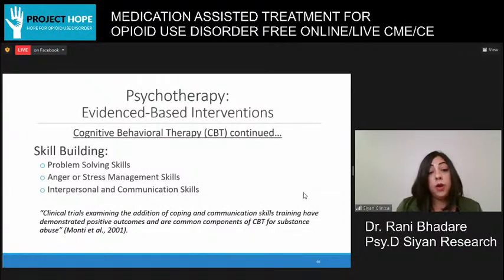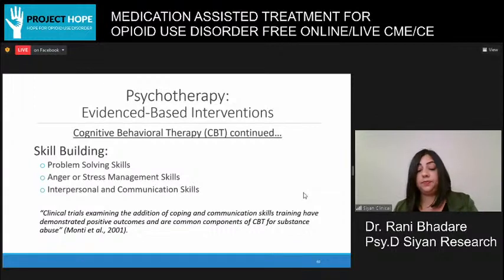And I think this is incredibly important in addiction because oftentimes these things we're talking about, problem-solving skills, anger management, social skills, if persons don't know how to navigate them well, they can be huge triggers that can lead to cravings and use. And skill building is supported in the research. Clinical trials examining the addition of coping and communication skills training have demonstrated positive outcomes and are common components of CBT for substance abuse.